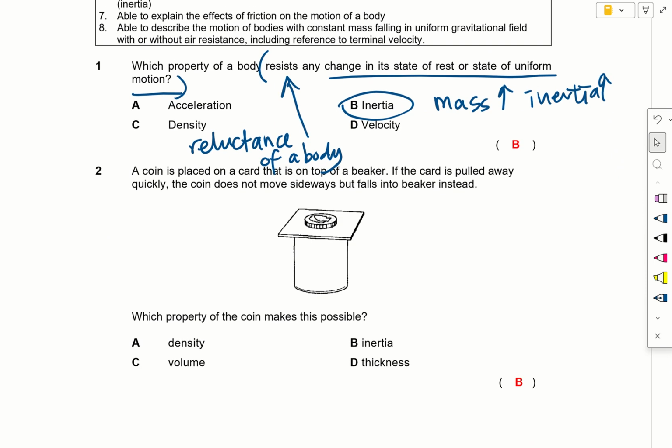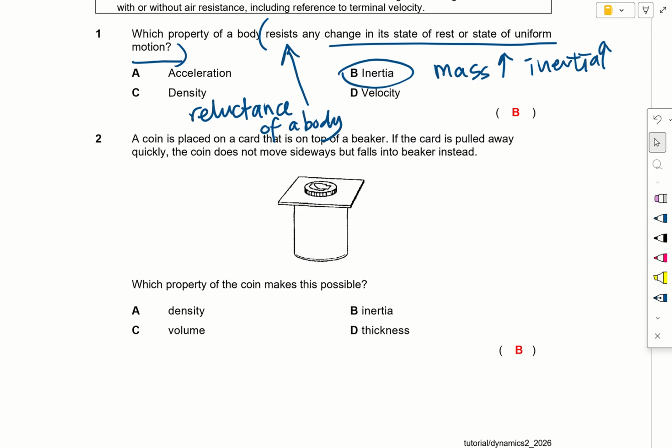Question 2, a coin is placed on a card that is on top of a beaker. If the card is pulled away quickly, the coin does not move sideways but falls into the beaker instead. This is again due to inertia, right? So originally it is at rest. And actually it is being pulled down by gravitational force, but the card exerts an upward normal force to support it. That's why it does not fall into the beaker.